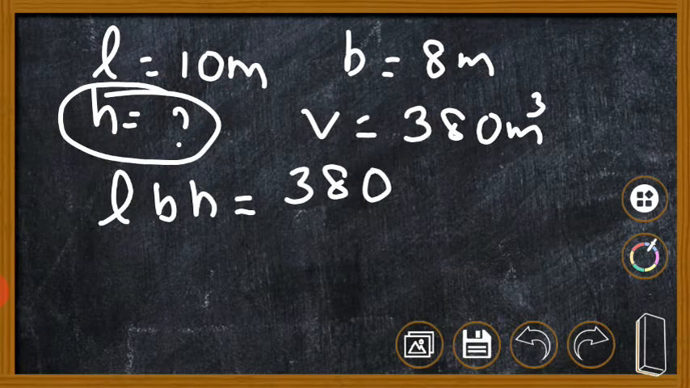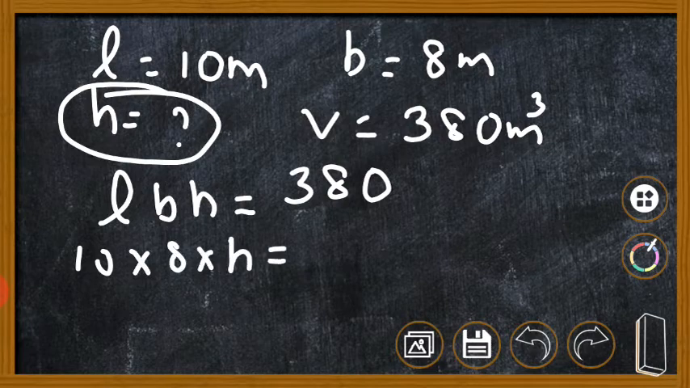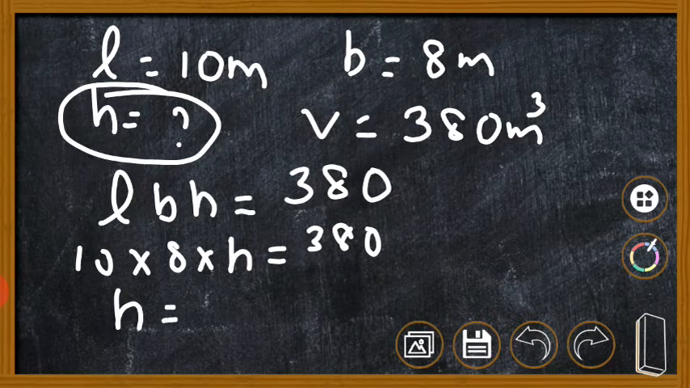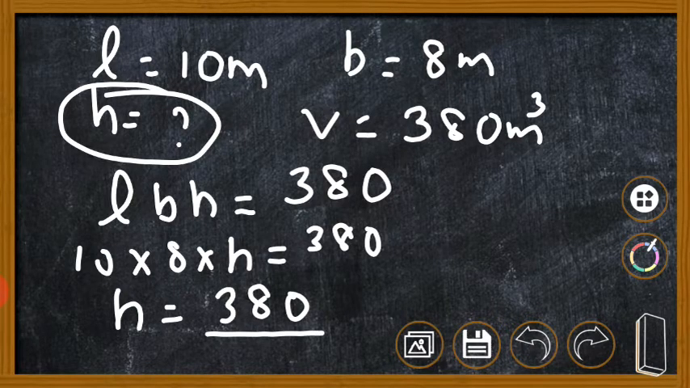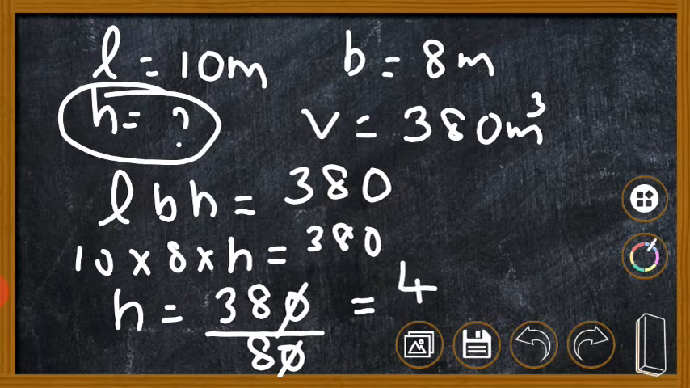Substitute the values of L and B. You will get 10 into 8 into H is equal to 380. So H is equal to 380 divided by 10 into 8. 10 into 8 is 80. 0, 0 cancel. 38 by 8, you will get 4.75. And what is the unit? Unit is meter.